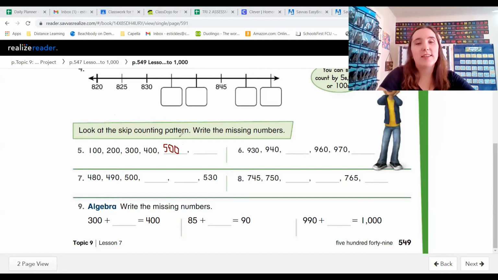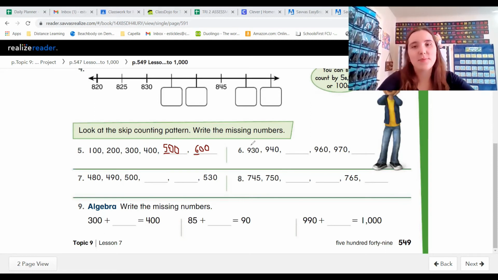And then what's next? 600. So in this pattern, we're adding 100 each time, which means our hundreds place is going to go up by 1. So 1, 2, 3, 4, 5, 6. It's increasing by 100 every time. I want you to do number 6, try and figure out the pattern and fill in those missing numbers. Pause me and then come back when you got that all figured out.